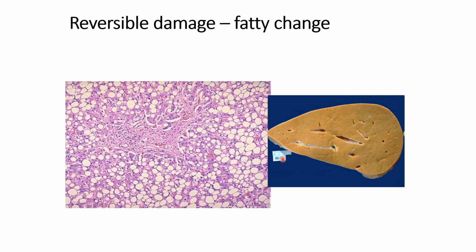شو يعني fatty change؟ يعني بصير في deposition of fatty droplets، هاي اللي انتم شايفينها هنا ال white in color inside the hepatocytes, inside the liver cells. This is a microscopic picture and this is a macroscopic picture, section from the liver، وزي ما انتم شايفين هنا لونه على أصفر نتيجة ال deposition of fat, greasy material. So this is macroscopic and this is microscopic.